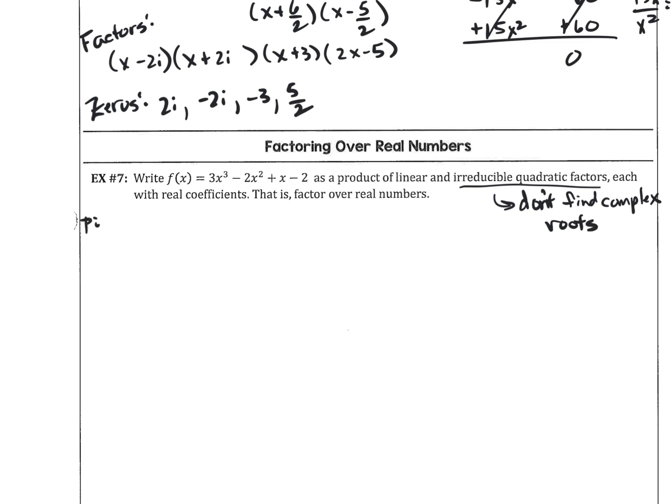So P's for this guy are plus or minus 1, plus or minus 2. Q's are plus or minus 1, they're coming from this, and plus or minus 3. So P over Q's aren't very many. Plus or minus 1, plus or minus 2, plus or minus 1/3, and plus or minus 2/3.